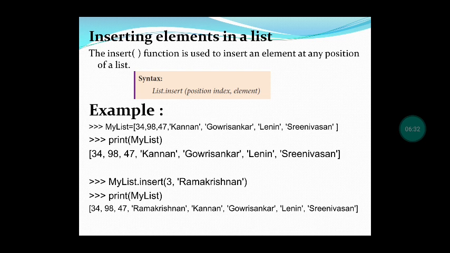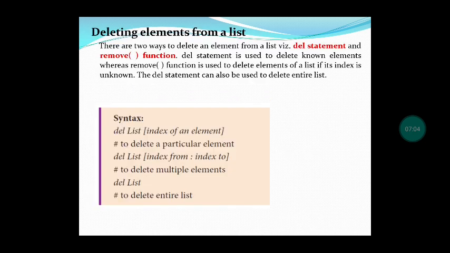First position, what is there? 34. Second position, 98, I'm sorry. Third position, first position, 0 position, 34. First position 98, second position 47, third position we are adding Ramakrishnan. So we got the output as 34, 98, 47, Ramakrishnan, and then Kannan, Gauri Shankar, Lenin and Srinivasan have been got as an output. So for inserting the element in the list, we are using the insert function.